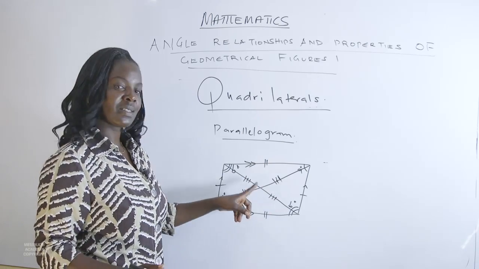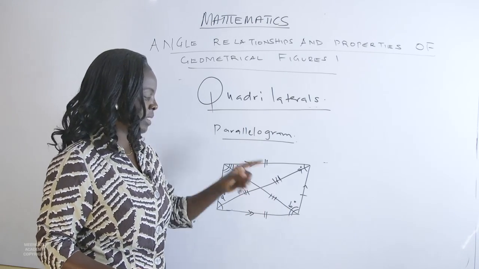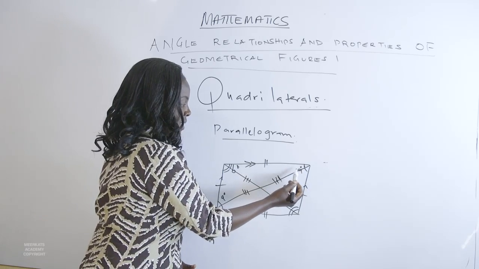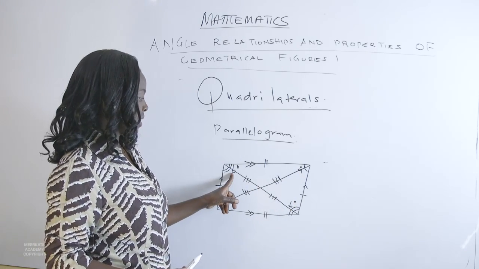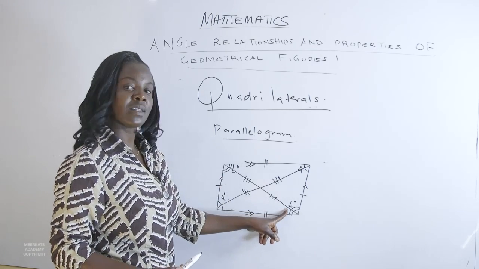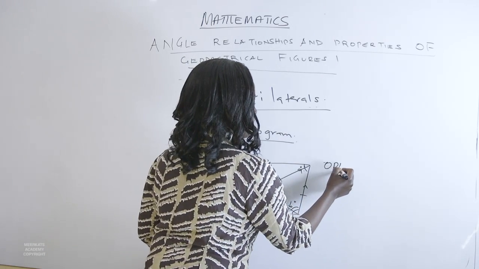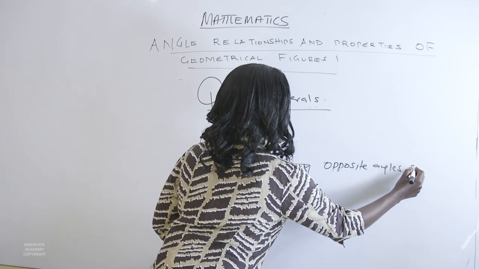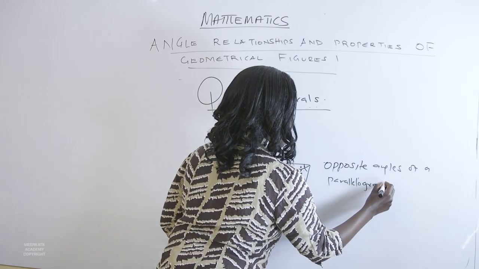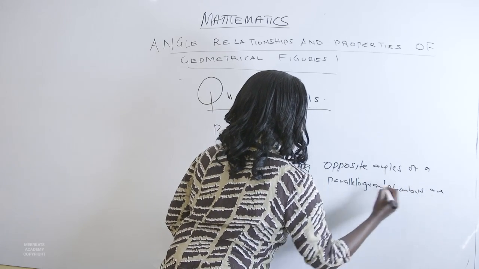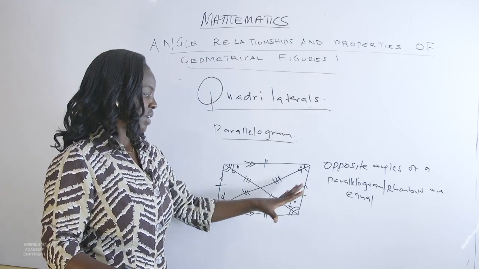Also, opposite sides of a parallelogram are equal. Opposite angles of a parallelogram are equal. So we have this angle and this angle equal. That is, if it's measuring A degrees, this should also be A. And this angle should also be B, and this is B. So we are saying opposite angles of a parallelogram are equal. Opposite angles of a parallelogram and rhombus are equal.